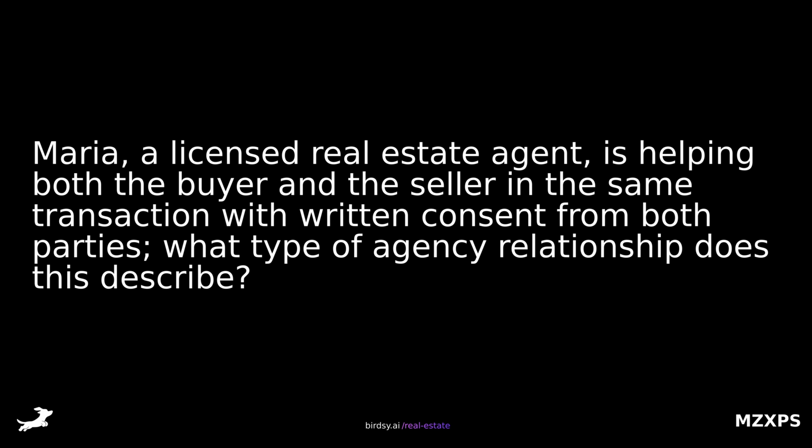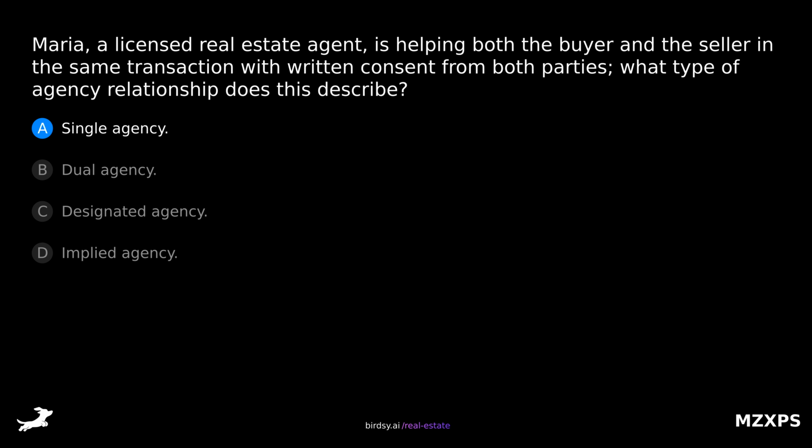Maria, a licensed real estate agent, is helping both the buyer and the seller in the same transaction with written consent from both parties. What type of agency relationship does this describe? Is it A, single agency? B, dual agency? C, designated agency? Or D, implied agency? The correct answer is B.